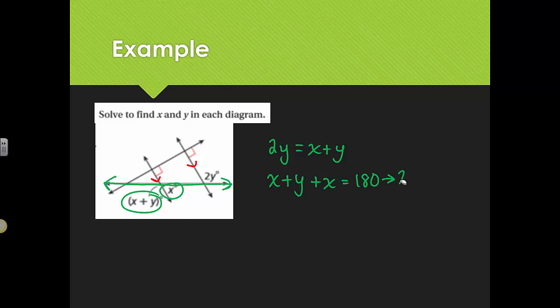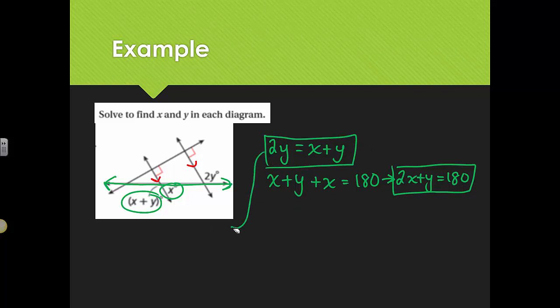I'm going to simplify this one. This equation just becomes 2x plus y equals 180. Those are the same equation. So this is my first equation, and this is my second equation. I'm going to take this equation and do a little substitution. I'm going to start with my 2y equals x plus y, and then I'm going to subtract y from both sides. So if I do that, I get y is equal to x.